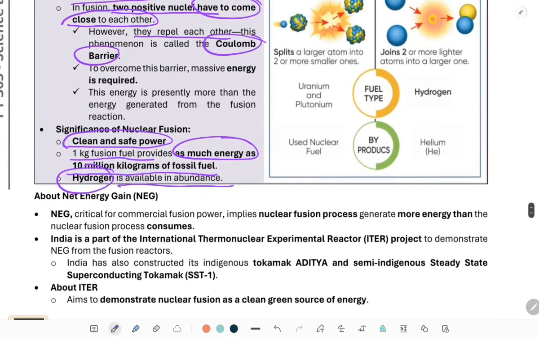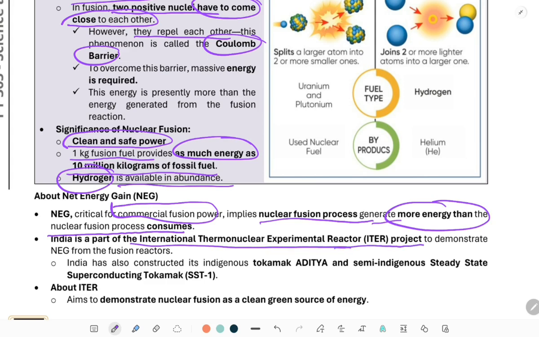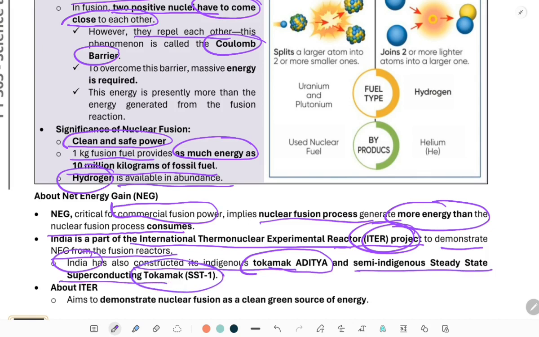We'll see about this net energy gain. It's critical for commercial fusion power, and implies the nuclear fusion process generates more energy than it consumes. India is a part of the International Thermonuclear Experimental Reactor. In this project, India is a member. India is also a part of this ITER project to demonstrate energy from nuclear reactors. India has also constructed its indigenous tokamak, Aditya, and the semi-indigenous steady-state superconducting tokamak SST-1.